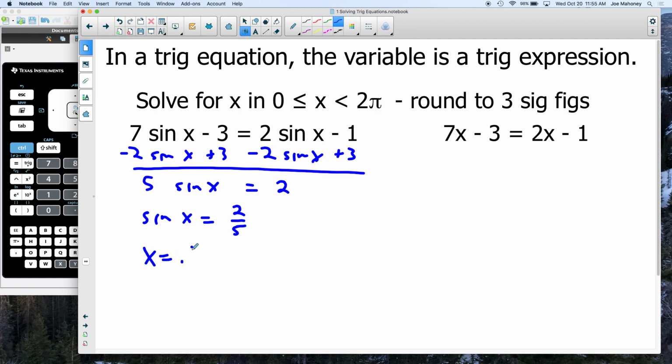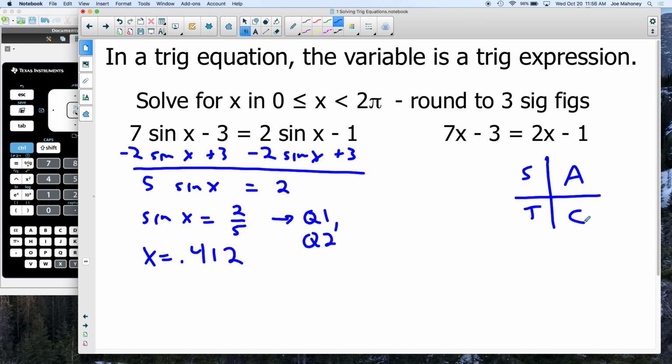Now, something else to remember is that sine is also positive, besides in quadrant 1, in quadrant 2. We're going to have to pay attention to this today. So what I need to do now is find the quadrant 2 angle whose sine is also 2 over 5.